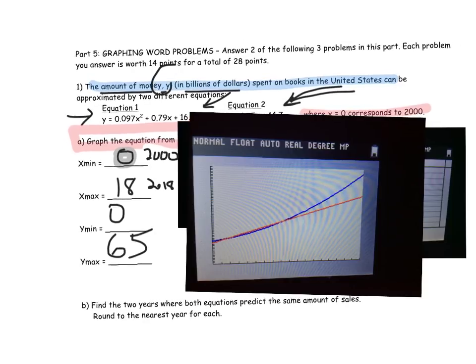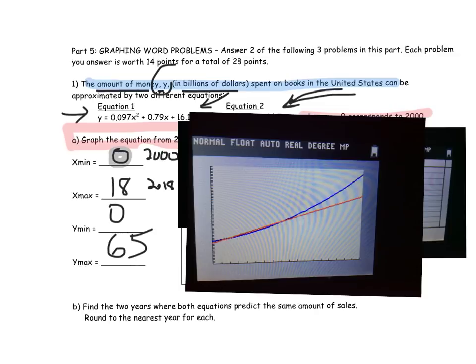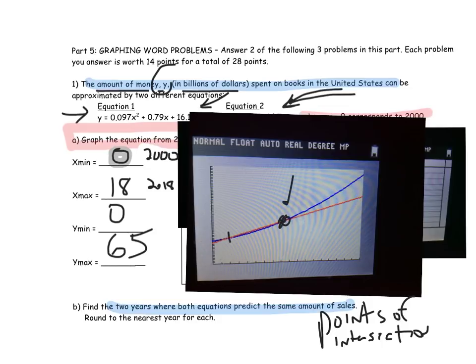What we need to do in part B is find the 2 years when both equations predict the same amount of sales. Basically, you're being asked in part B to find the points of intersection of these two equations. And it appears that there are two. It looks like there's definitely one about here when the two lines meet, and there's also a point about here. So let's go about finding the points of intersection.